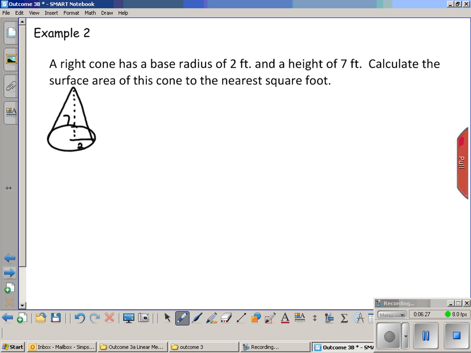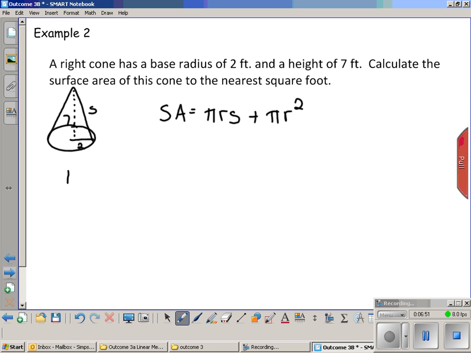Calculate the surface area of this cone. So the surface area formula is pi r s, that's the area of the cone part, plus the area of the base, which is pi r squared. You can see in our formula we don't want the height, but the slant height. That slant height is on this surface.